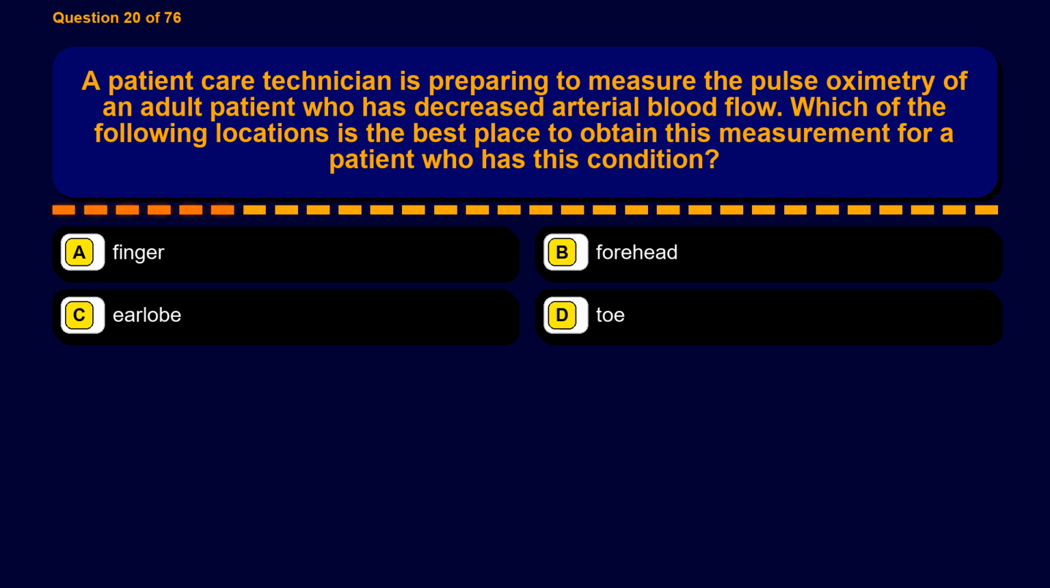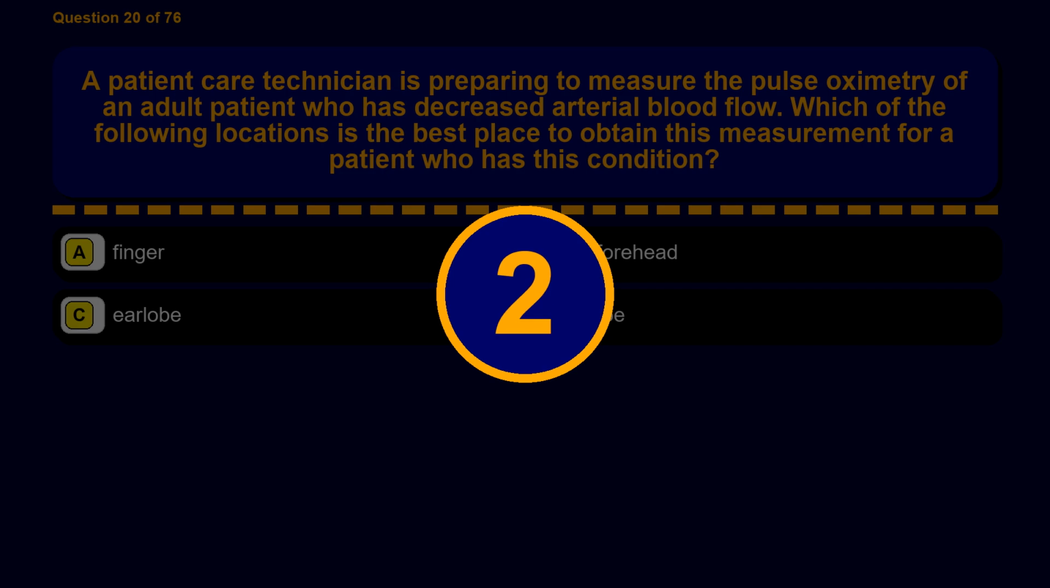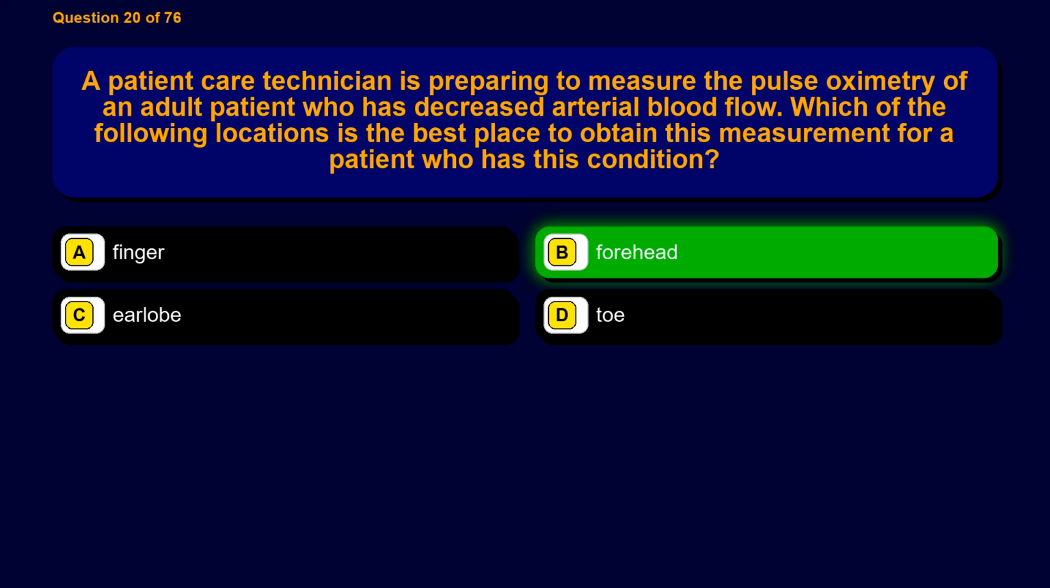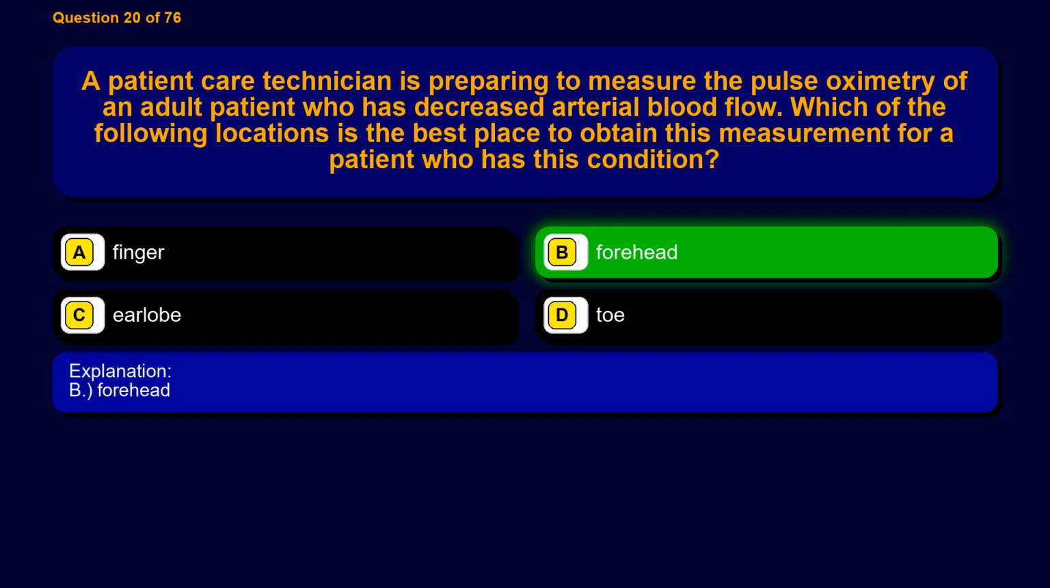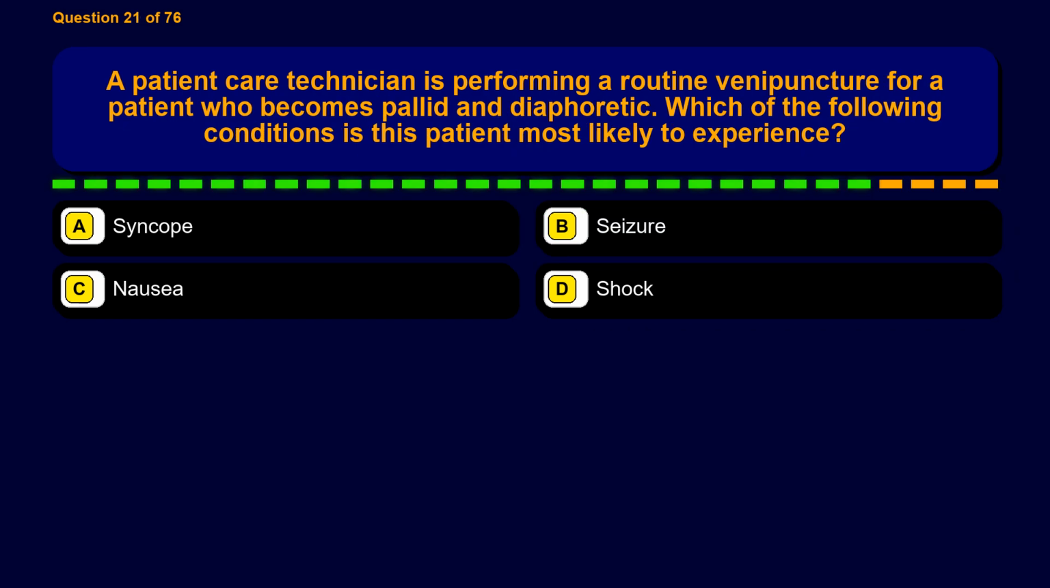Option A, finger. Option B, forehead. Option C, earlobe. Option D, toe. The correct answer is option B, forehead. Question 21. A patient care technician is performing a routine venipuncture for a patient who becomes pallid and diaphoretic. Which of the following conditions is this patient most likely to experience?